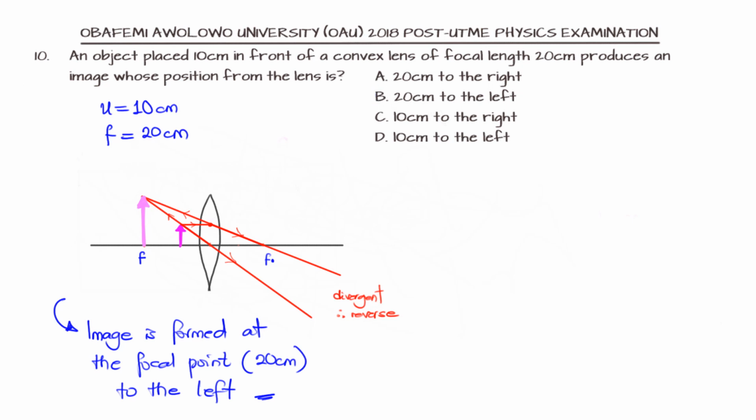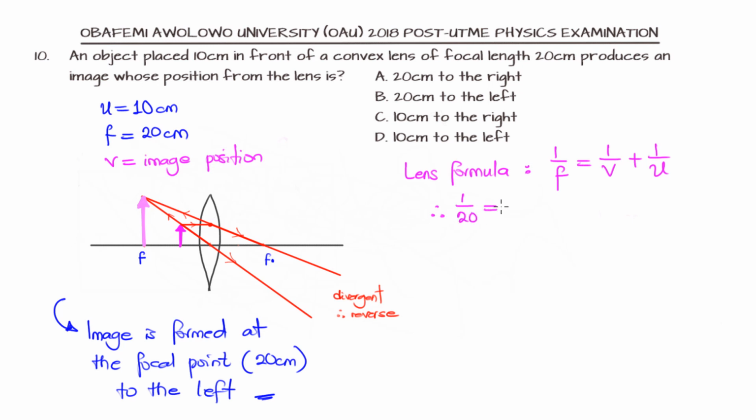But if you don't have a good grasp of this, the other way to go about it is to use the lens formula. What is the lens formula saying? 1 over F is equal to 1 over V plus 1 over U, where V is the image distance, U is the object distance, given as 10 centimeters, and F is the focal length, given as 20 centimeters. If you plug in these values, 1 over 20 is equal to 1 over V plus 1 over 10.